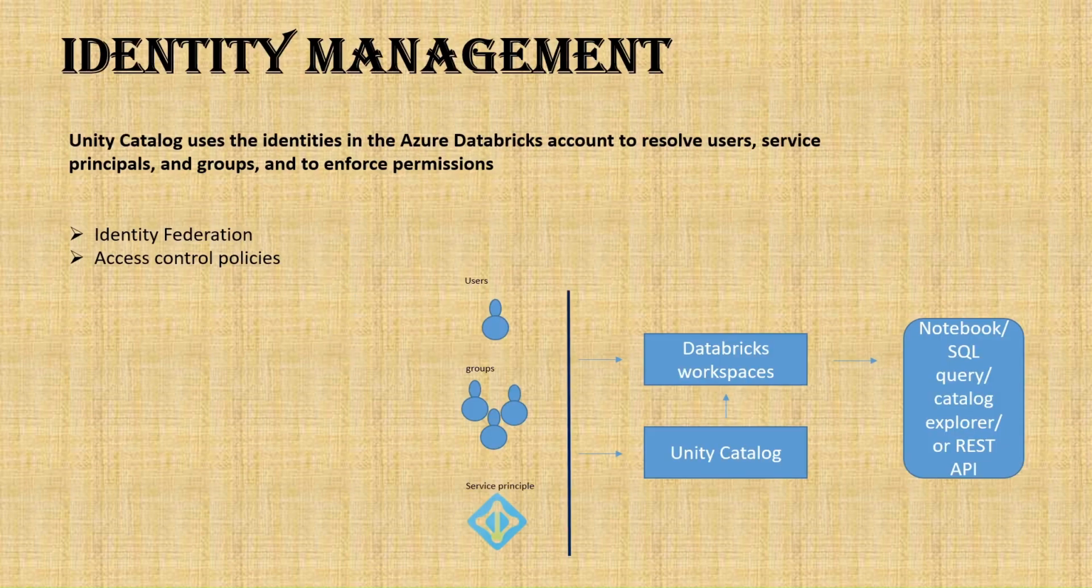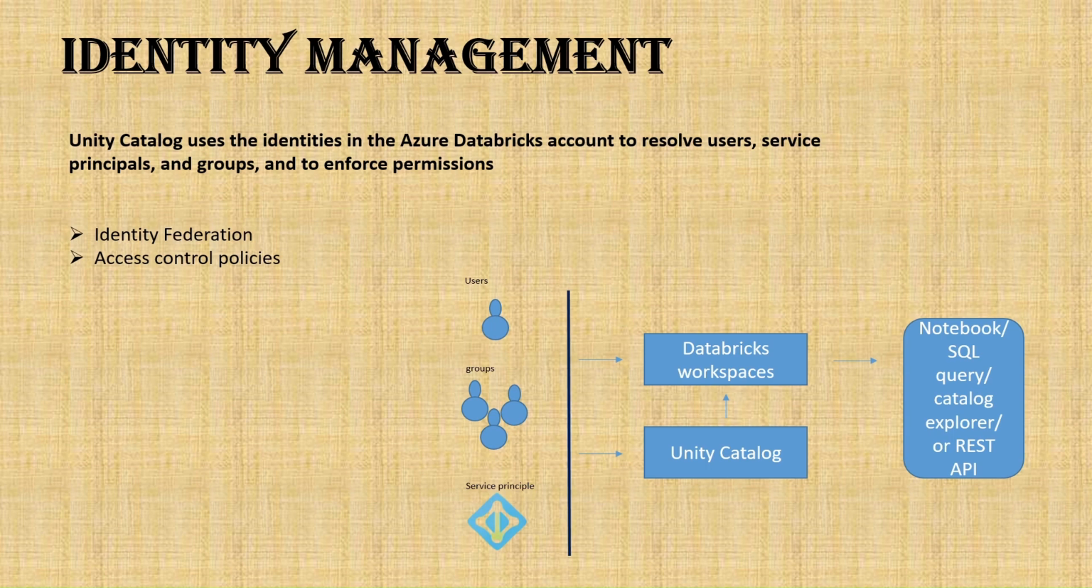Identity management. Unity Catalog uses the identities in the Azure Databricks account to resolve users, service principals, and groups and to enforce permissions. Unity Catalog metastore contains all the metadata of the files stored in the lake. In order to access Unity Catalog data from a Notebook, SQL Query, Catalog Explorer, or even from REST API, we also have to add users, groups, and service principals into the Databricks workspace, which is known as Identity Federation.